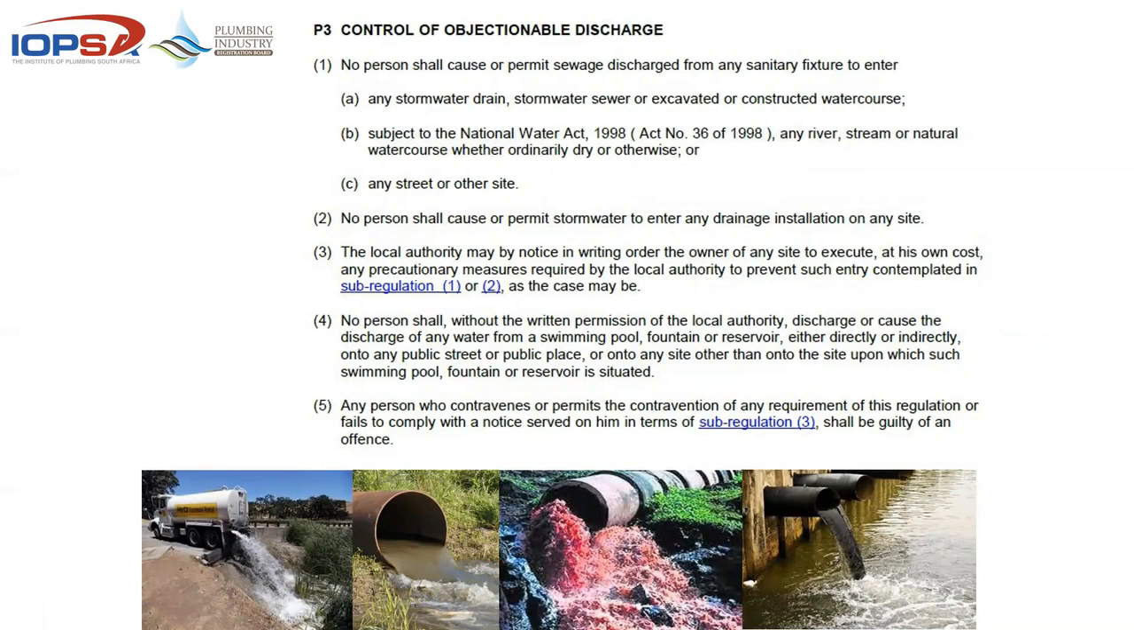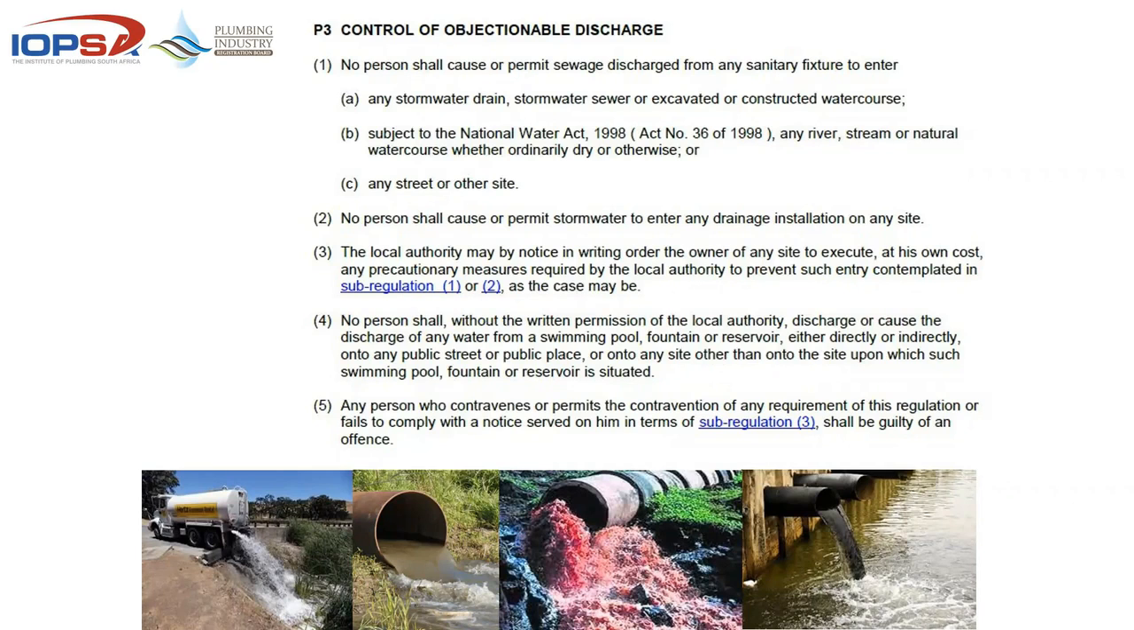Objectionable discharge. No person shall cause or permit sewage discharge from any fixture to enter any stormwater, sewer, excavated or constructed watercourse, and subject to the National Water Act, any river, stream, or natural watercourse, whether ordinarily dry or otherwise, or any street or other site. So you cannot discharge onto your neighbor's property. No person shall cause or permit stormwater to enter any drainage installation on any site.